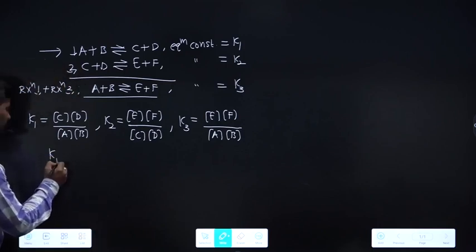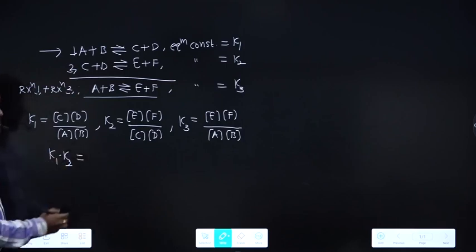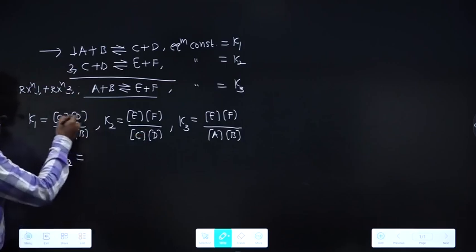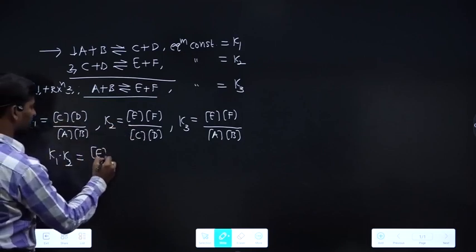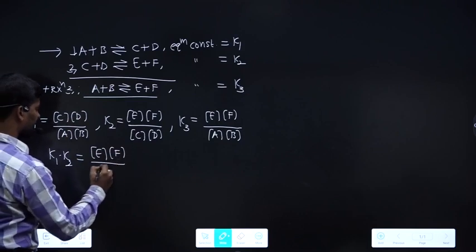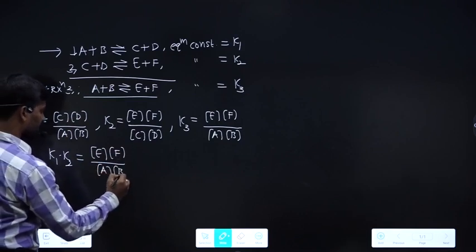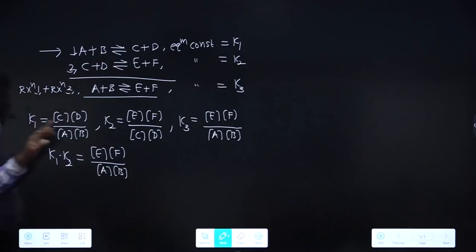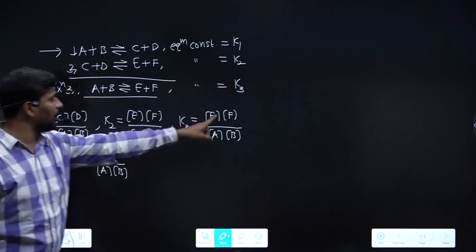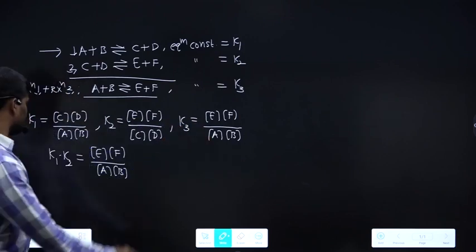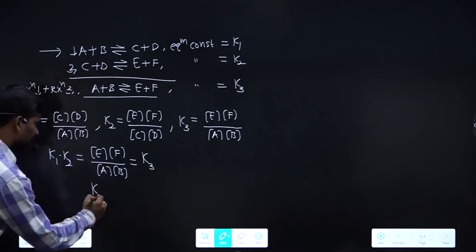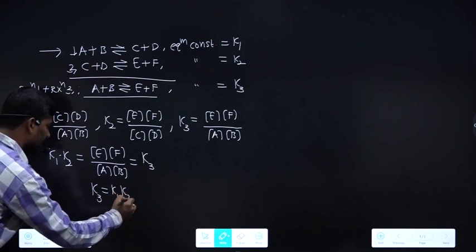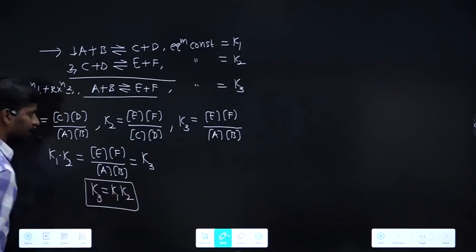Now what about K1 into K2? If you do K1 into K2, CD gets cancelled, and we get EF by AB. What is EF by AB? That is K3. Therefore the relation between K1, K2 and K3 is K3 is equal to K1 into K2.